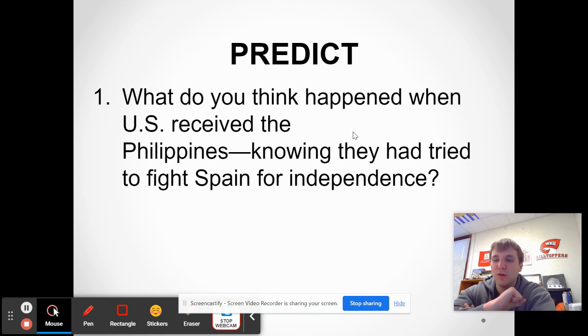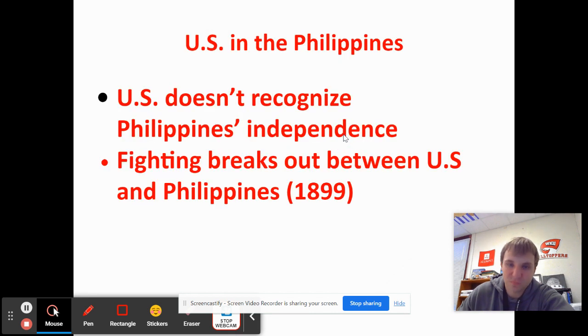But we were literally willing to go against our own national principles in order to not grant the Philippines their independence. So the United States does not recognize Philippines independence. Some in Congress want to give the Philippines their independence, but ultimately, there are more that want to keep the Philippines than there are the naysayers. And so, for 3 years, from 1899 to 1902, in the Philippines, the United States sends troops.